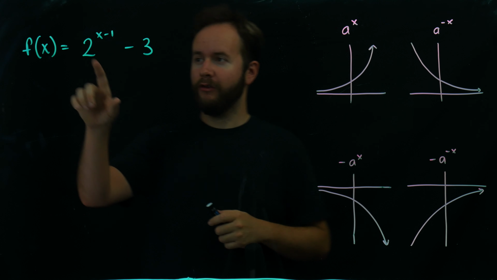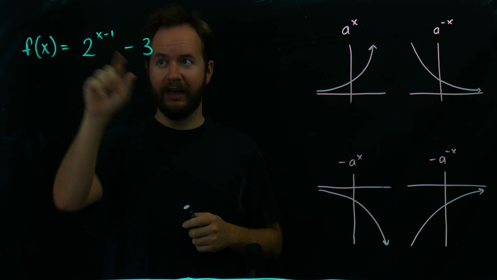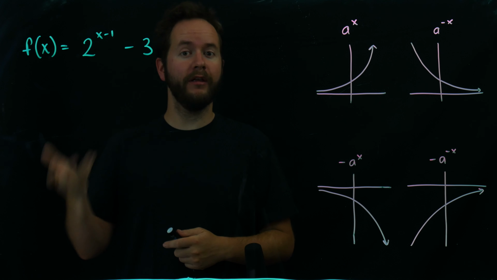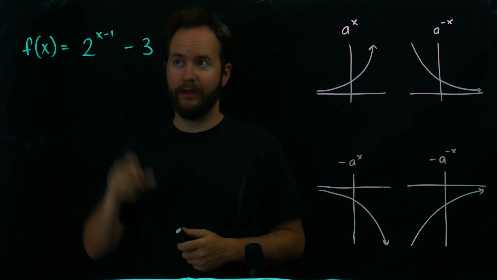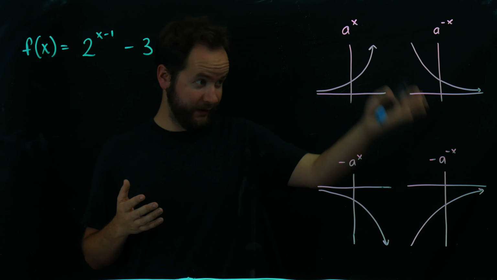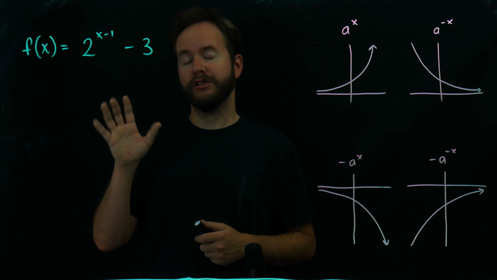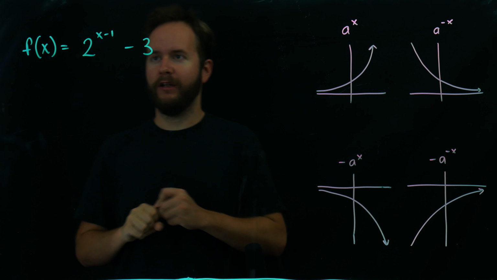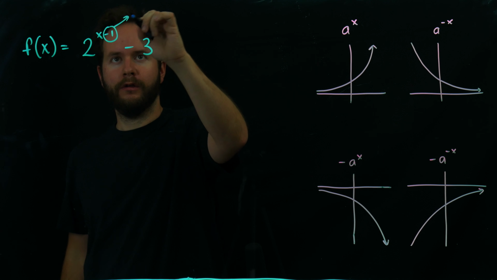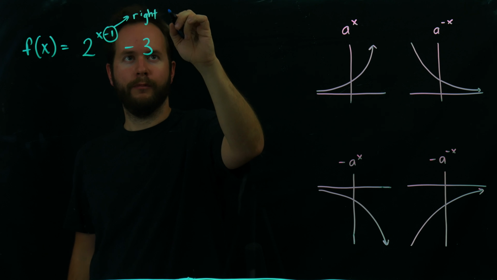Now you'll notice that there's no negative in front of this expression, nor is there a negative in front of this expression. But maybe sometime down the line you will see a negative in front of the x there or in front of the 2, in which case you'll need to figure out what the reflection is going to be. Here though, there isn't too much happening. All we have is a rightward shift of 1 unit. So this is right by 1 unit.